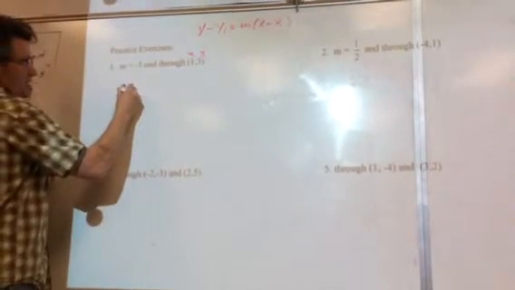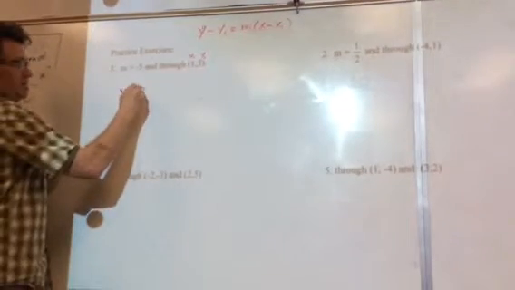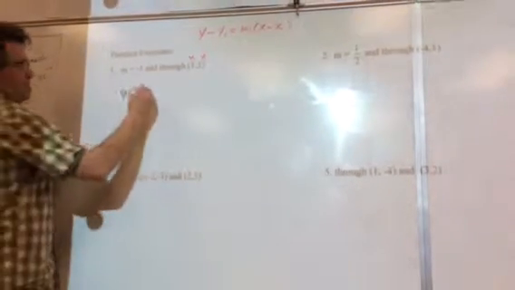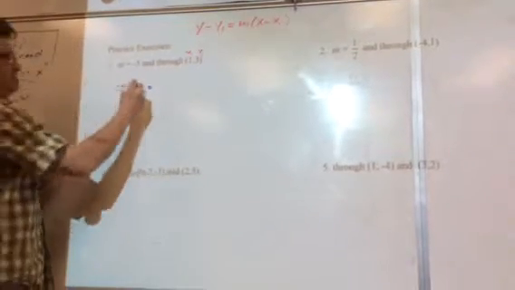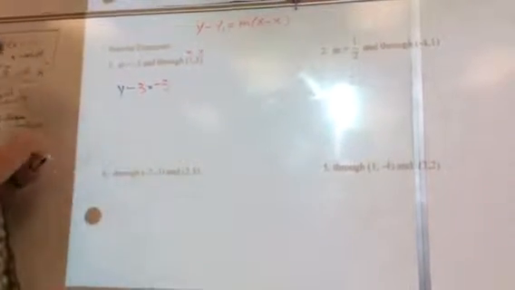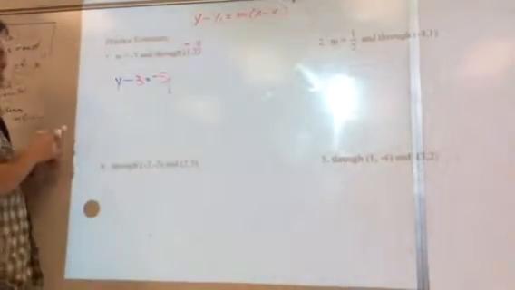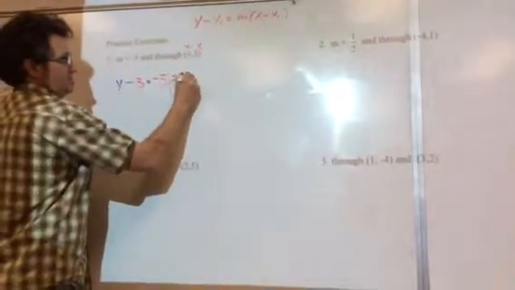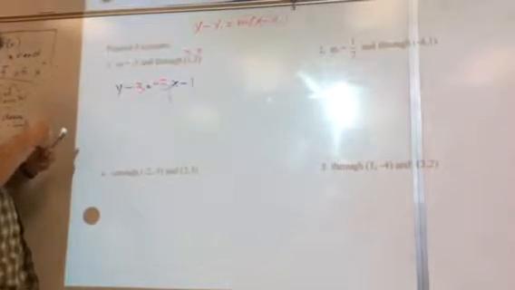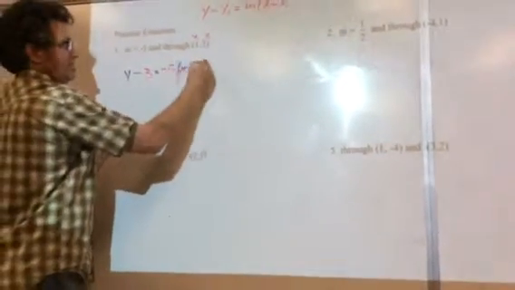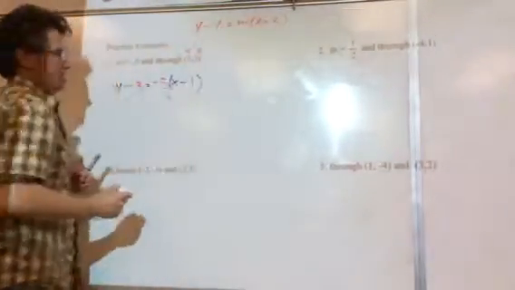So I have y minus my y value, which is 3, equals, my slope is -5 times x minus 1. Don't forget your parentheses. The parentheses are a very important part of that. So all you're doing is plugging in your m, your y value, and your x value.